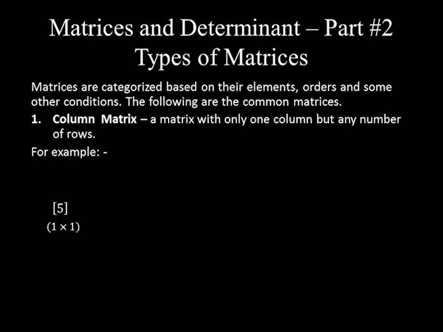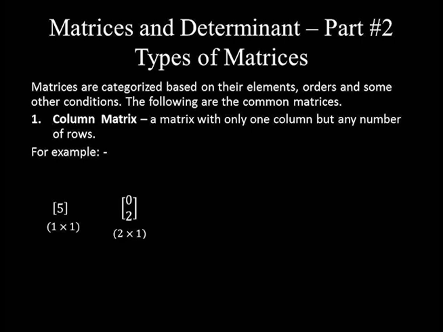It's a column matrix because it has only one column, which is a requirement for a matrix to be called a column matrix. Second example, 0 and 2 arranged vertically and enclosed in a square bracket. This matrix has two rows and one column, so its order is 2 by 1. It's a column matrix because it has only one column.